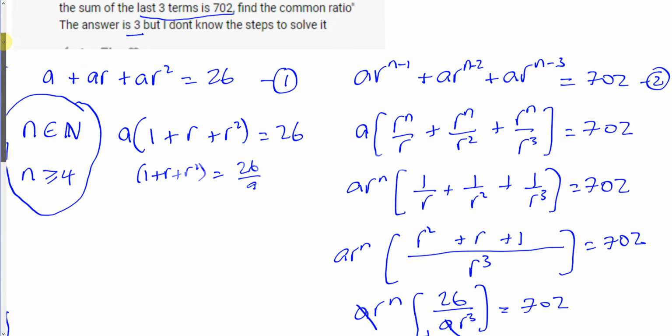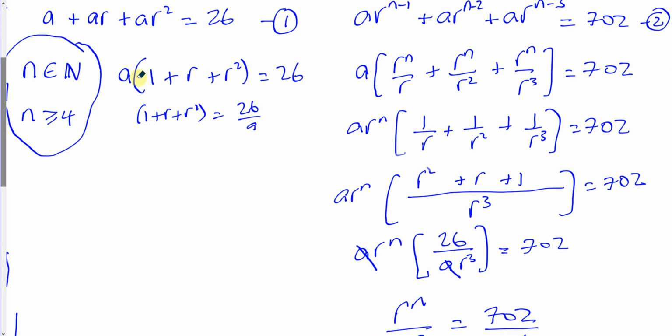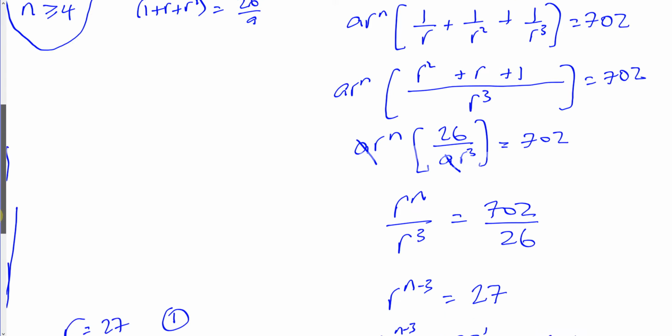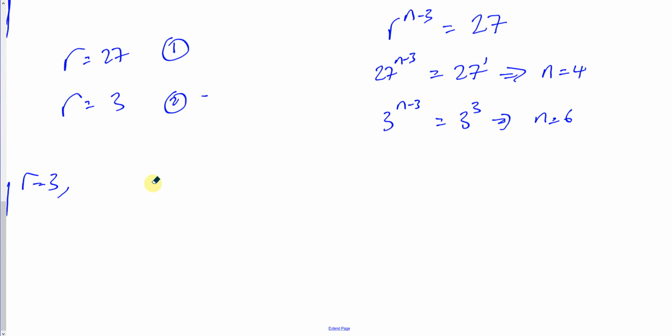Okay, so we got to this stage here. We had a times 1 plus r squared equals 26. So let's use that when r equals 3. So you have a, and you had 1 plus r squared, that's a 1 there, is equal to 26.